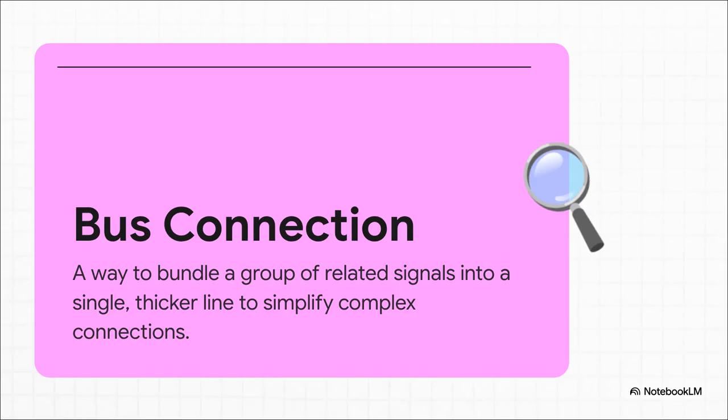And to make those high-level diagrams even cleaner, engineers have another trick up their sleeve, the bus connection. Okay, so if you have a whole group of related signals, like say the 8, 16, or even 32 wires that make up a data bus, you can bundle them all together into a single, thicker line on the schematic. It's like taking a dozen little back roads and turning them into one big superhighway. It just massively cuts down on the clutter.